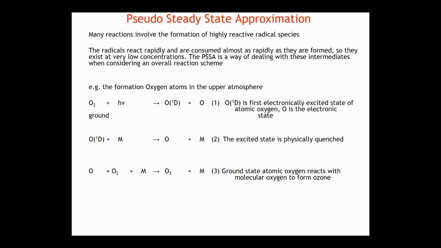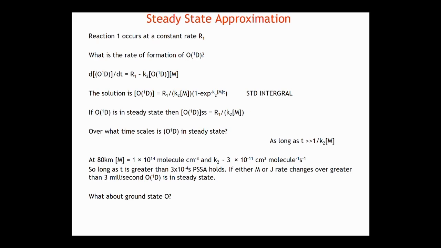Now, the pseudo-steady state. If we want to know what the formation rate of O singlet D is, the rate of change of O singlet D is equal to R1, the rate of formation, minus the loss through reaction 2, where O singlet D collided with a third body to give us a ground state oxygen. And we can solve that just using a standard integral.